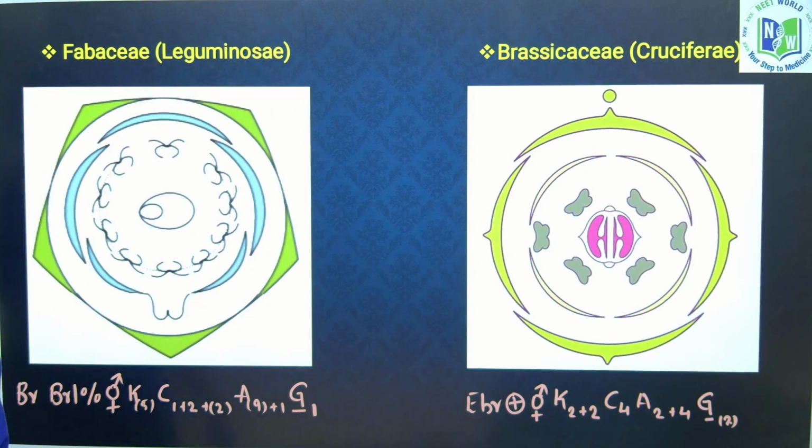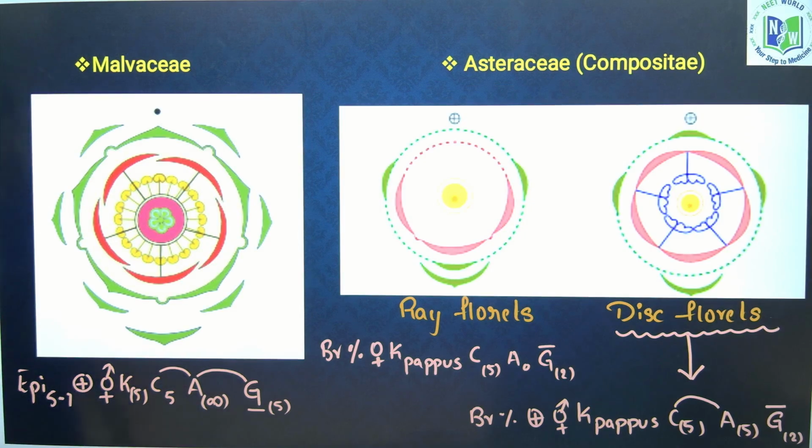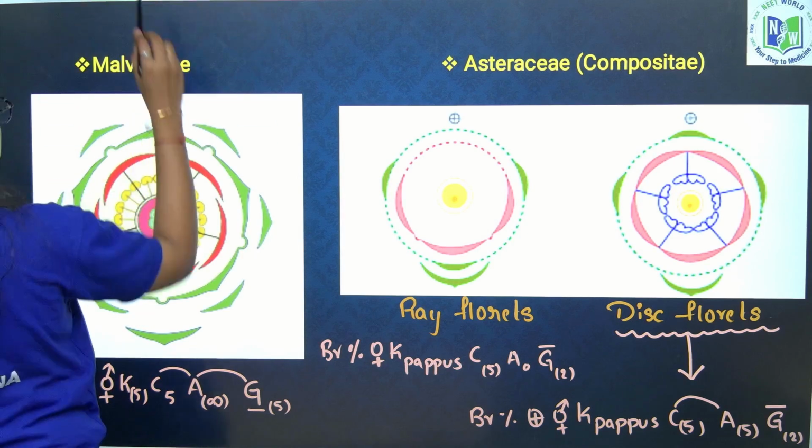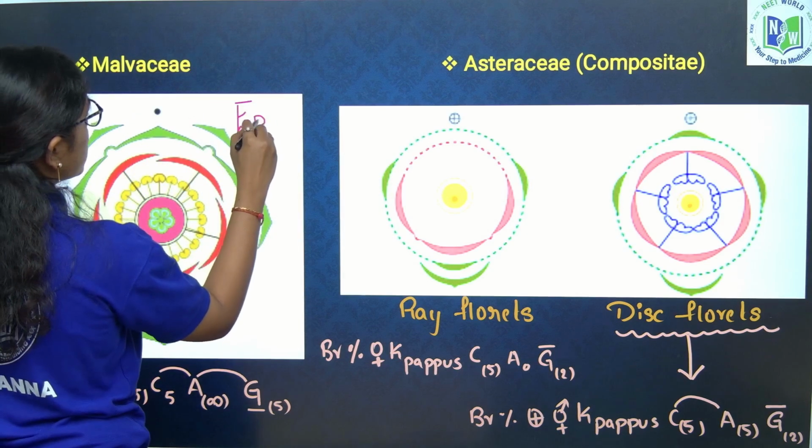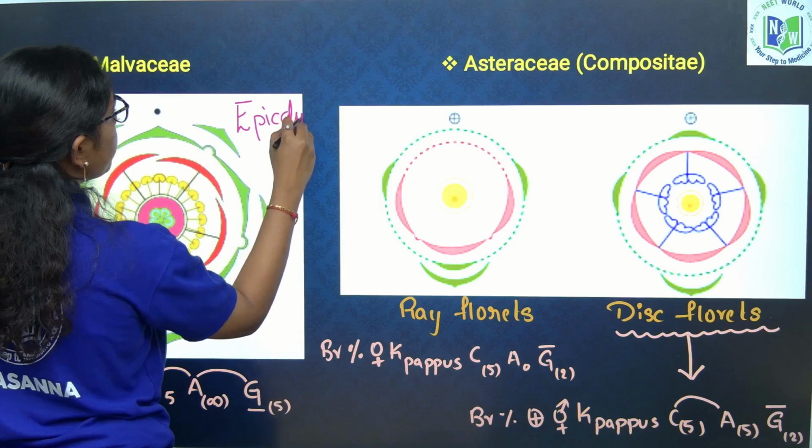If we look into the next family, that is Malvaceae, here you will see a peculiar structure, that is epicalyx. What do you see here? Epicalyx. You tell me what is epicalyx.